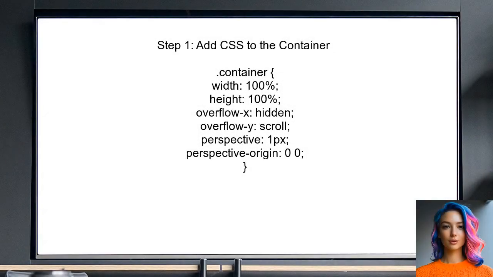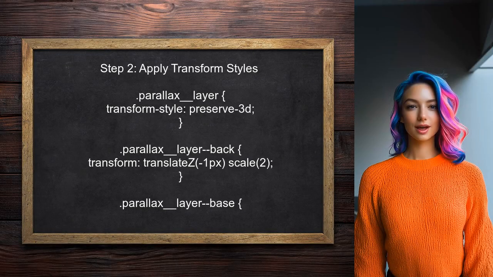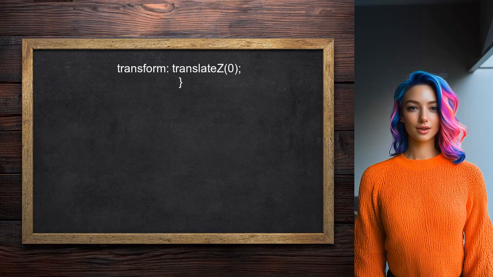To begin solving the user's issue, we need to ensure that the parallax effect is applied correctly. The first step is to add the necessary CSS styles to the container element that will hold the parallax layers. Next, the user should apply the transform styles to the parallax layers. This will help create the depth effect that is characteristic of parallax scrolling.